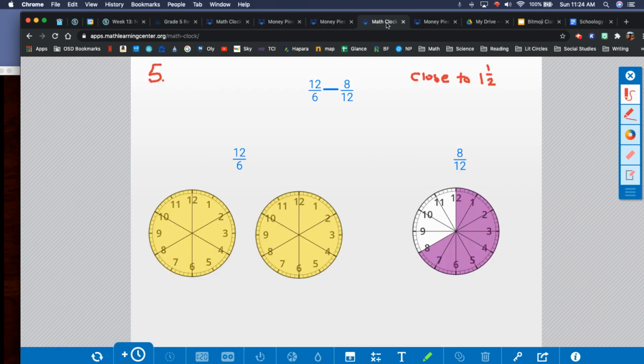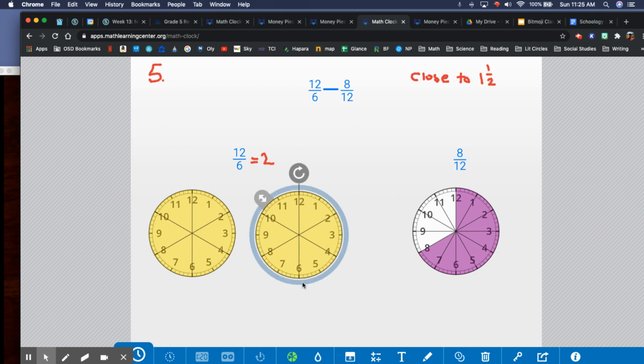All right, number 5. So this one I have 12/6. So I have to have 2 clocks, because when I cut a clock into 6 equal parts, I only have 6. So I have to have 2 of them to get to 12/6. So 12/6 really equals 2 wholes, doesn't it? Now, if I take away 8/12, so I cut my clock into 12ths here, and I shaded in 8 of them. So let's take away 8/12. 8/12 goes to the 8 right here, doesn't it? So the 8 goes to here.